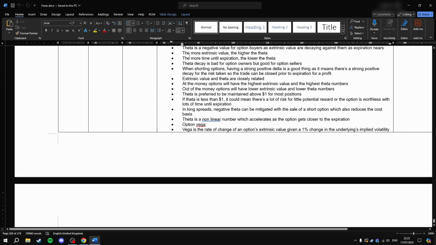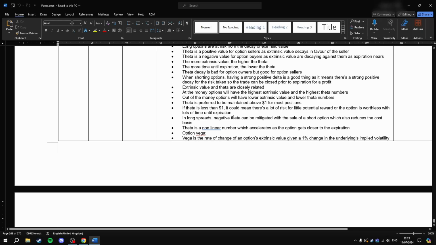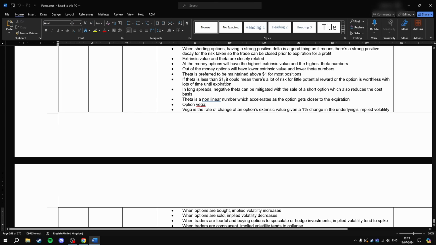So the more the extrinsic value, the higher the theta, the more time until expiration, the lower the theta. Theta decay is bad for option owners but good for option sellers. And when shorting options, having a strong positive theta is a good thing, as it means there's a strong positive decay for the risk taken so that the trade can be closed prior to expiration for profits.